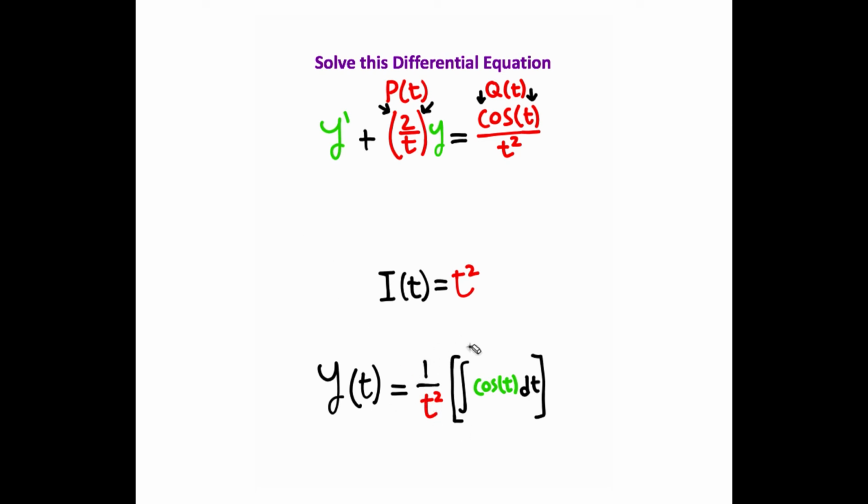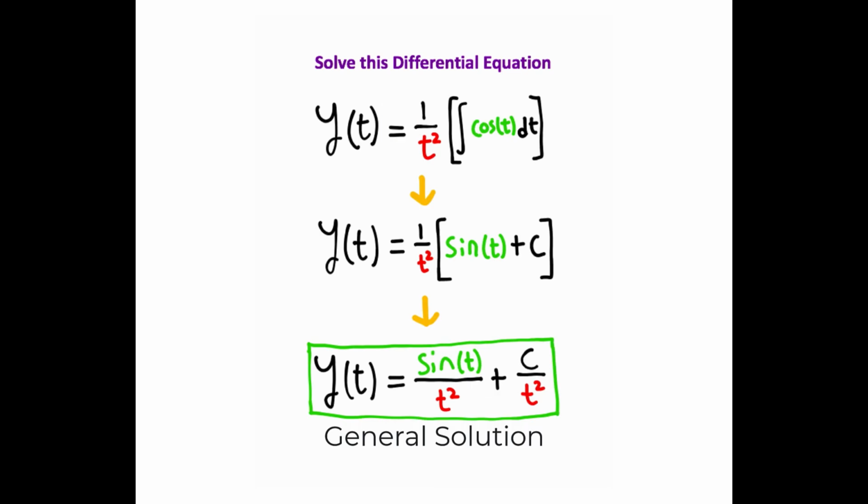Now the integral of cosine of t is going to be the sine of t. And notice for this case, we do add a plus c because this is the solution we're calculating. And once we find this plus c here and we integrate this function, we can take this 1 over t squared and FOIL it into this expression, giving us sine of t over t squared plus c over t squared as our solution. So that's how you can solve a linear first-order differential equation.